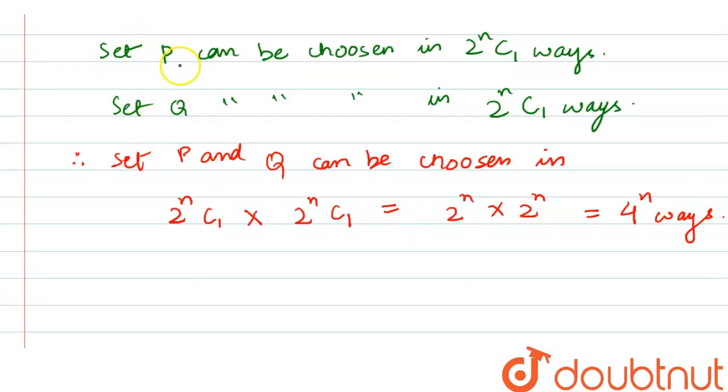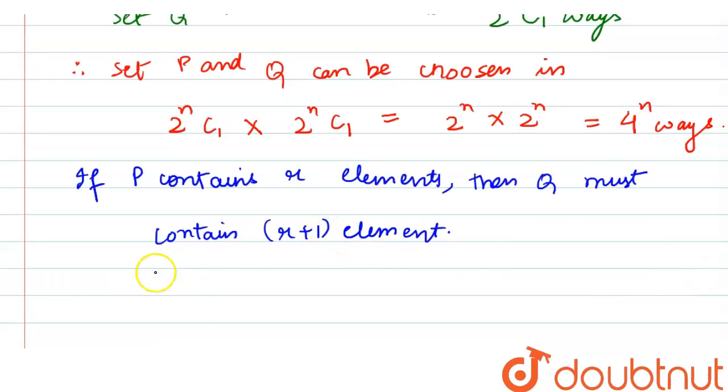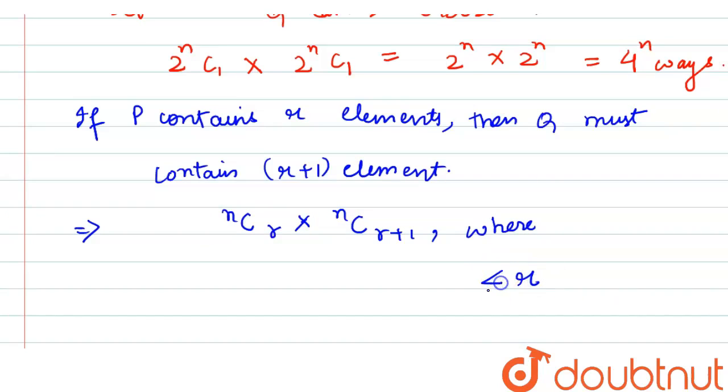Now if P contains r elements, then Q will contain r plus 1 elements, the next element that will be in Q. So if P contains r elements, then Q must contain how many elements? r plus 1 elements, because it will contain the next element of P. And in this case, the number of ways of choosing P and Q will become nCr into nC(r+1), where r is greater than or equal to 0 and less than or equal to n minus 1.